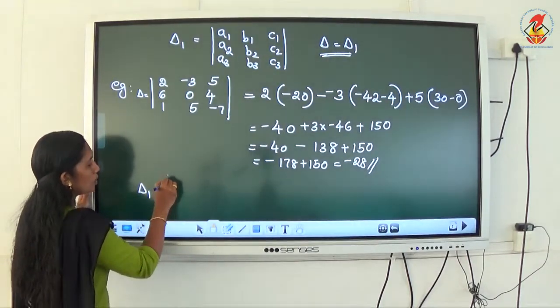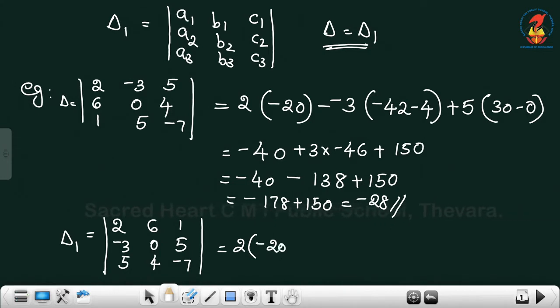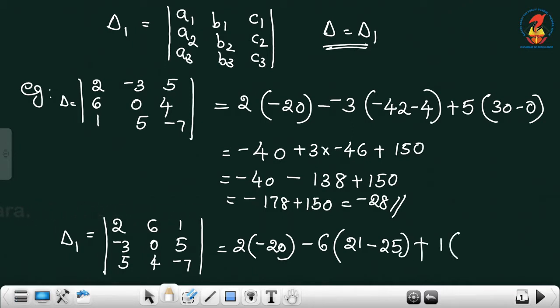So delta 1 is equal to the determinant 2, minus 3, 5; 6, 0, 4; and 1, 5, minus 7. So that's equal to 2 into 0 minus 20 is minus 20, and minus 6 into minus 3 into minus 7, that is 21 minus 25, then plus 1 into minus 12 minus 0. So that's equal to minus 40.